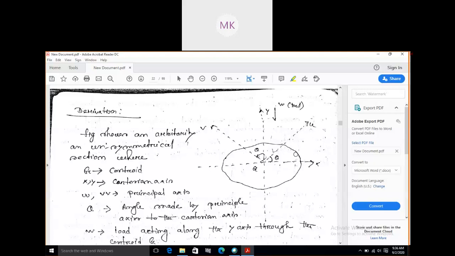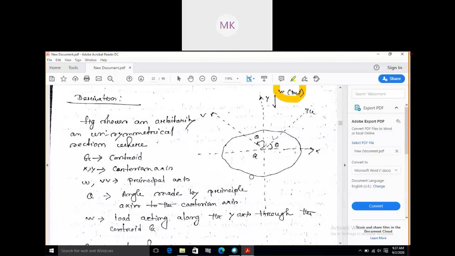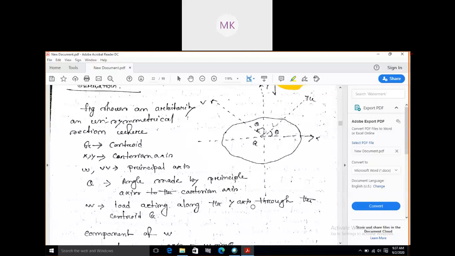For this, we consider any arbitrary section like this. There are two Cartesian axes x and y, as we have already discussed, and u and v are the principal axes. All of you know this. U is at the angle theta and also v is at the angle theta with the Cartesian axis. Now we applied a load W along this y axis, through the centroid Z. This is the centroid Z.